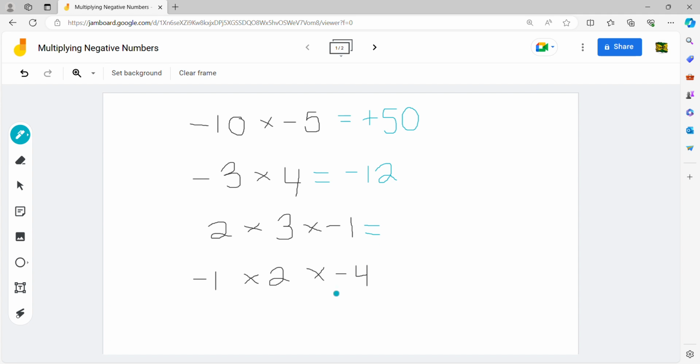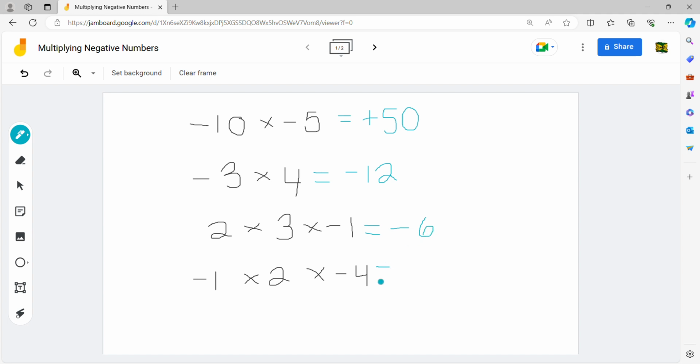2 times 3 times negative 1. Well, the only thing that matters is how many negative numbers there are. Once again, we only see one negative number, so therefore our answer is going to be a negative. And we multiply these out. 2 times 3 is 6, and then 6 times 1 is 6. Therefore, the answer here is going to be negative 6.